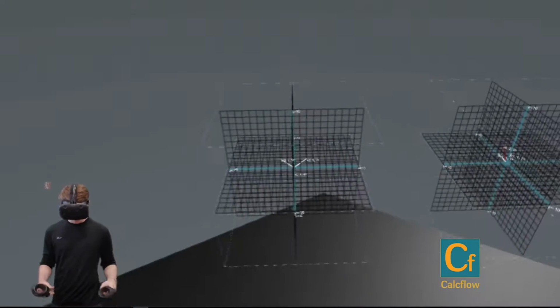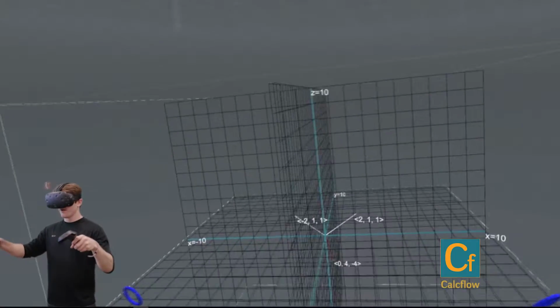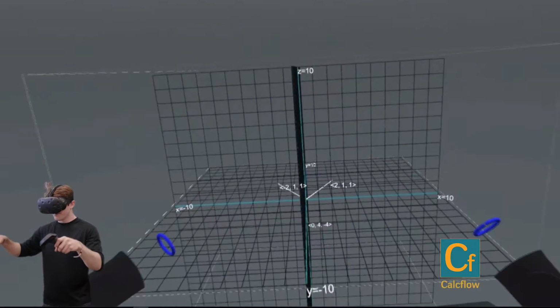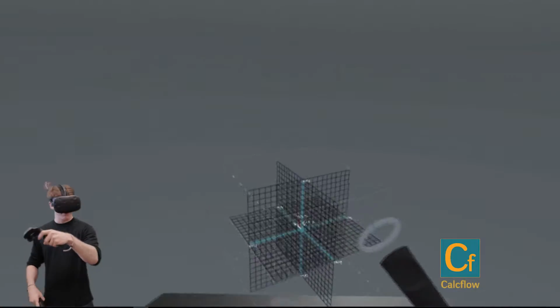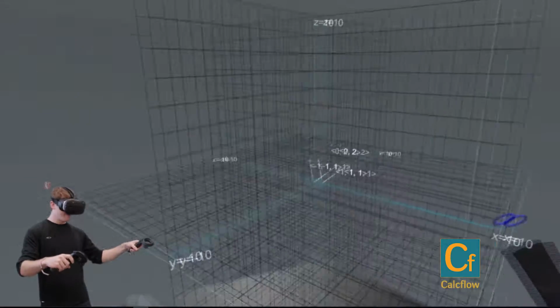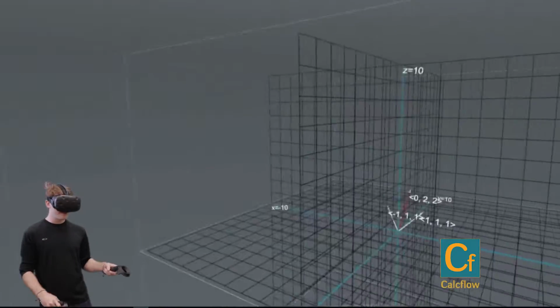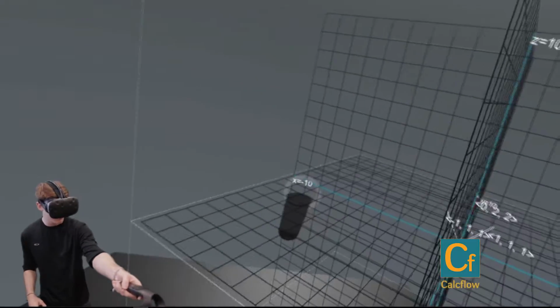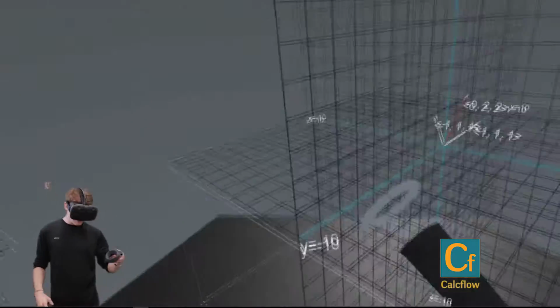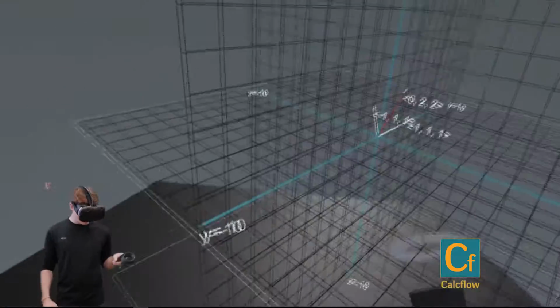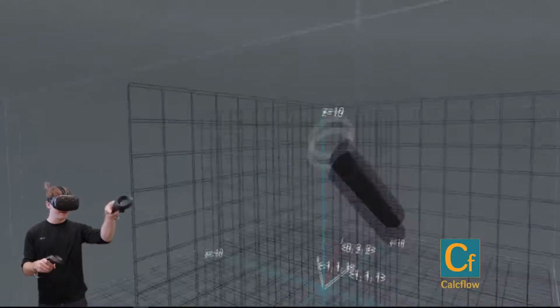Cool. So over here we have a plot, and it looks like we have a few vectors. This seems to be cross product. Let's go ahead and start with vector addition. So we see we have an x-axis going from negative 10 to 10, a y-axis from negative 10 to 10, and a z-axis from negative 10 to 10.